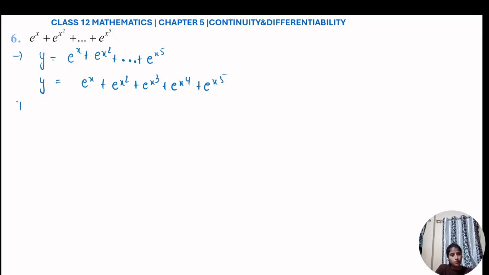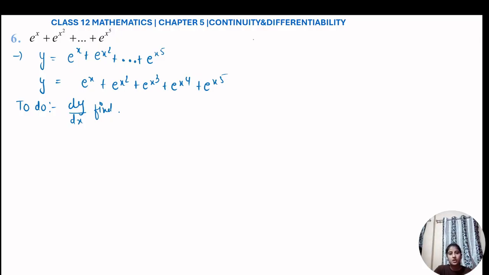Now write what to do. So what we have to do, we have to differentiate this with respect to x. That means we have to find our dy by dx. This we have to find. Okay. Now as you can see, कि हमें exponential of, we know the differentiation of exponential function, right? We can easily differentiate this function separately. But now we have to find the differentiation of this function as a summation.